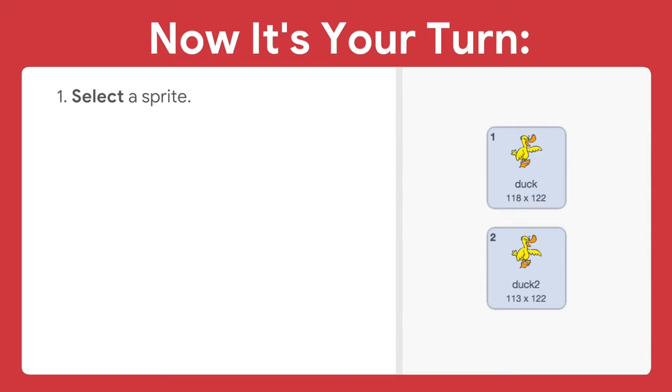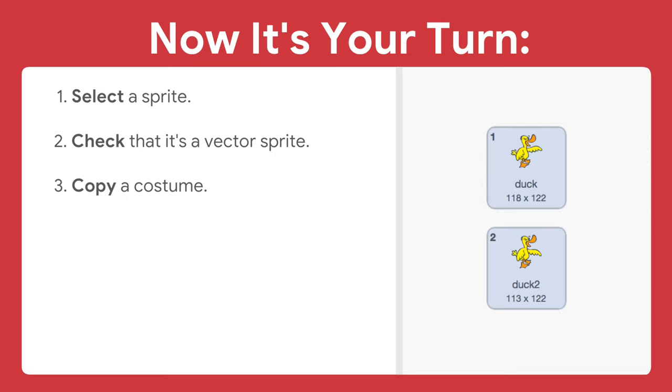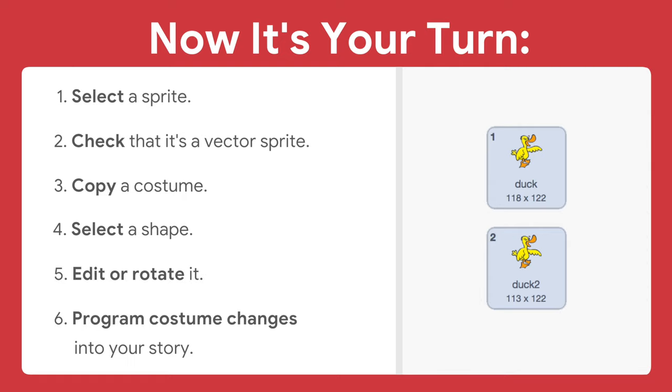Now it's your turn. First, select a sprite. Second, check that it is a vector sprite. Third, copy one of its costumes. Fourth, select a shape within that costume. Fifth, edit it or rotate it. And finally, program some costume changes into your story.